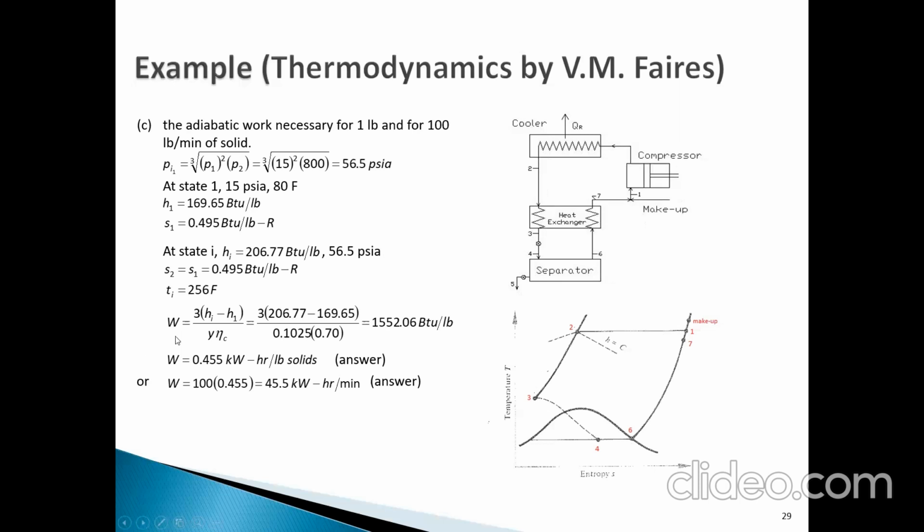So, work is 3 times (HI minus H1) kasi 3 stages. Kinuha mo lang naman yung sa single stage, equal na yung enthalpy nun. Is 3 times (206.77 minus 169.65) over 0.1025 over 0.7 is 1552.06 BTU per pound. Okay? Why? This is the efficiency. Ito ideal to. So, divide ka ng 0.7.